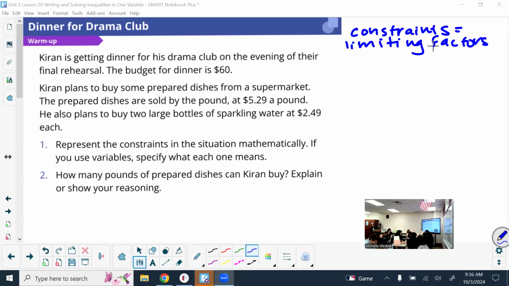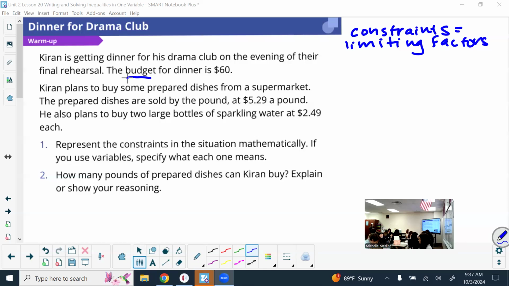So full attention, I see our eyes on screens. I don't think we really need much on your screen other than a calculator. All right, but you need to, in this little paragraph, find things that are limiting to Kieran's situation. So table 6, what's limiting in his situation? Tell me one thing.